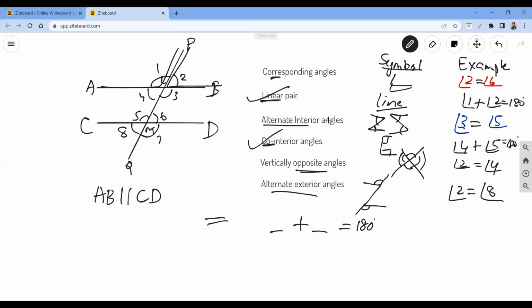I hope this will clearly make you understand all the different angles and it will help you remember all of this. Thank you.